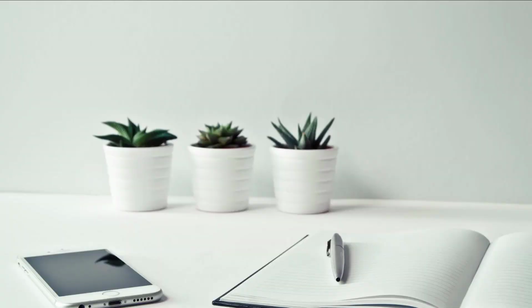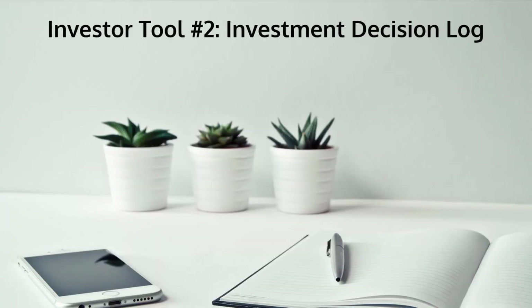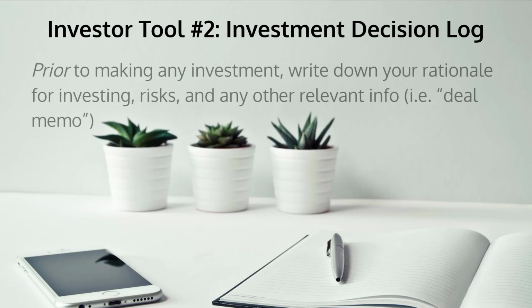So, from these two investors, another tool we can take away is the use of an investment decision log, or writing deal memos. Basically, prior to making any investment, you should write down your rationale for investing, any risks, and any other relevant information, i.e., a deal memo. Deal memos are very popular in the venture capital industry, but even individual angels and investors like you and I should be using these because it allows us to look back on our decisions later in an unbiased way and also to improve our decision-making process as we go along.